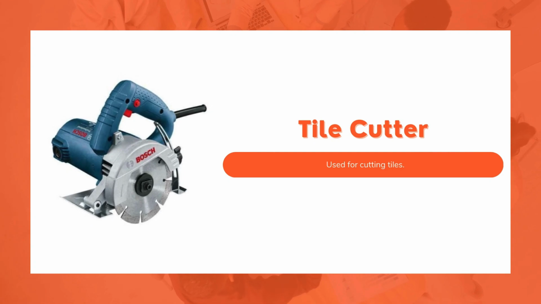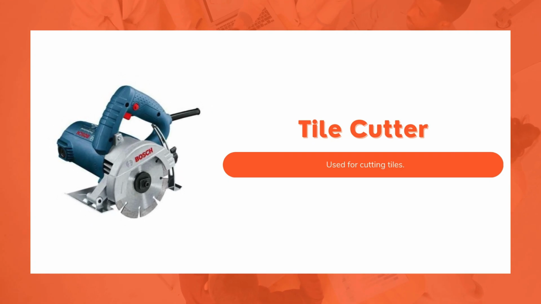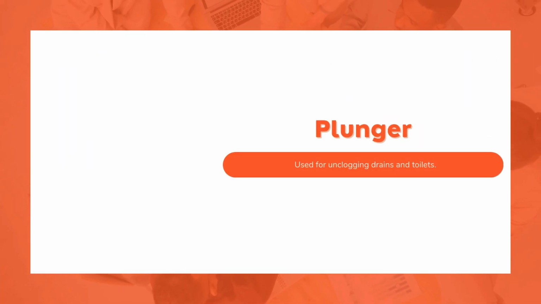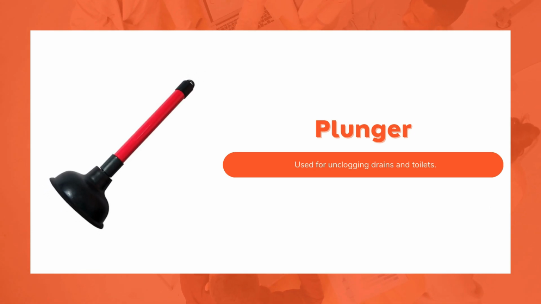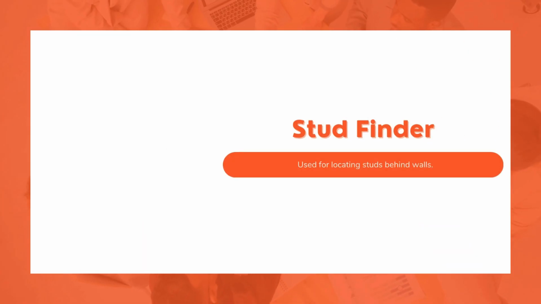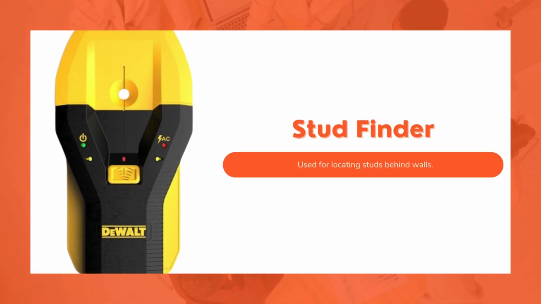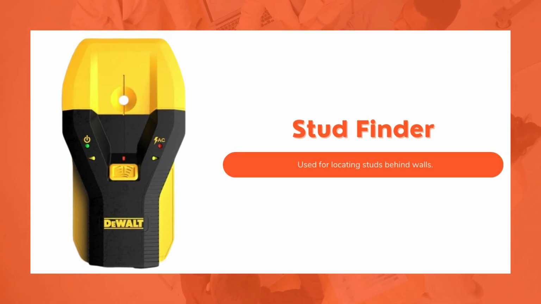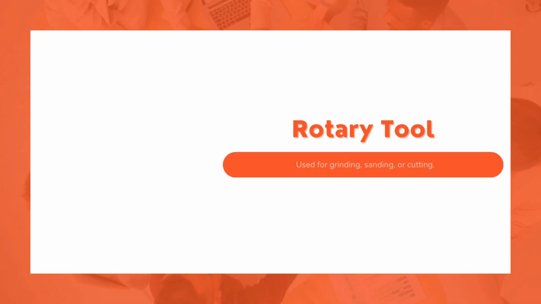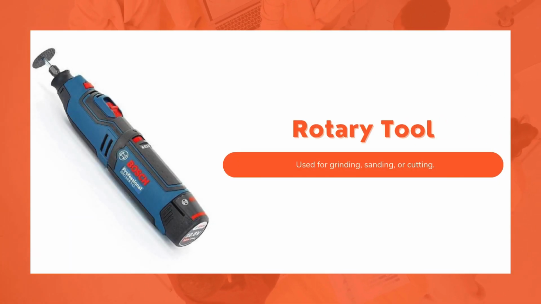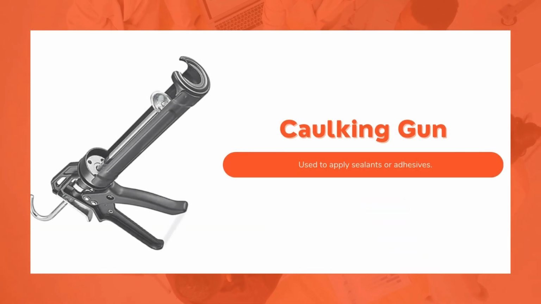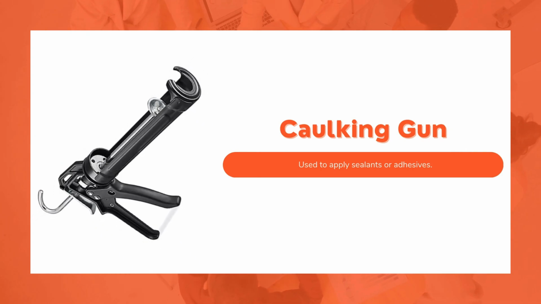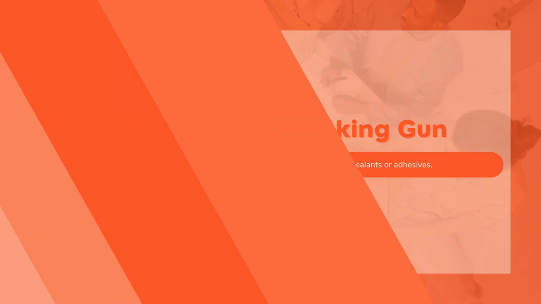Tile cutter used for cutting tiles. Plunger used for unclogging drains and toilets. Stud finder used for locating studs behind walls. Rotary tool used for grinding, sanding, or cutting. Caulking gun used to apply sealants or adhesives.